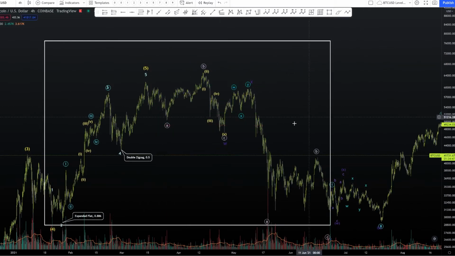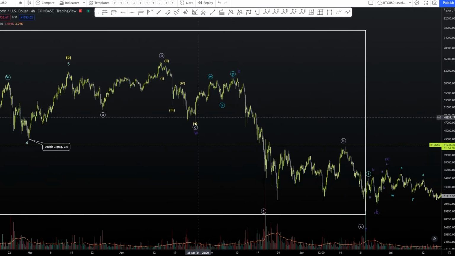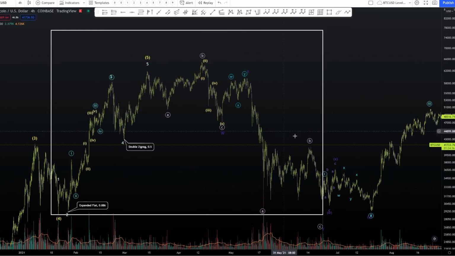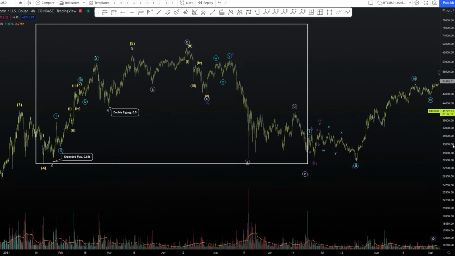So in other words, we're putting in a wave W here, as opposed to saying this is all one massive wave C to be putting in an expanded flat. And then we come up for a wave X, WXY, and we come down for a wave Y, which happens to be a zigzag for an ABC as shown.